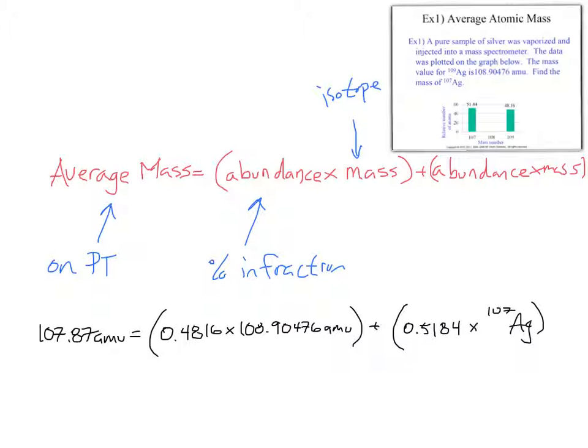The percent abundance of the 109 is 48.16%, so in fraction form, 0.4816. We add that to our unknown mass of silver times its fraction of abundance. And then if we go ahead and rearrange and solve, we can see that the mass, the AMUs of silver-107, is going to be 106.9 AMUs, and I'm assuming that you guys can do this kind of algebra on your own, solving for that guy.